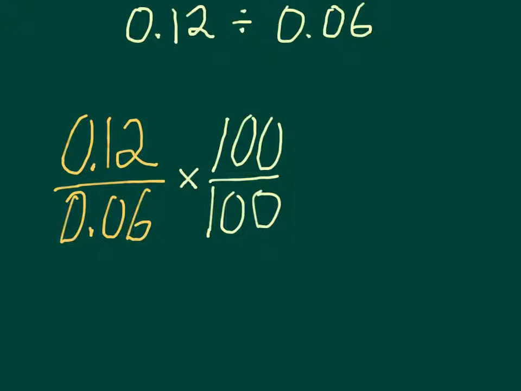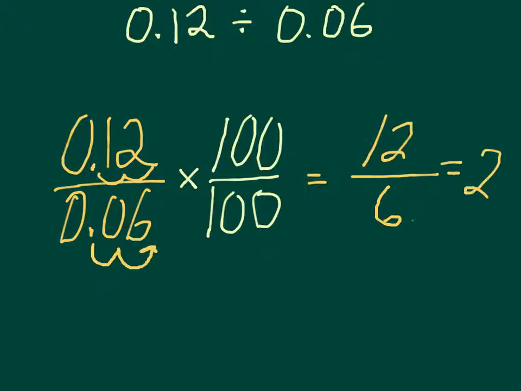And so again, 0.06 times 100 means I move the decimal 2 places. So that's going to be just 6. The decimal's now right there. And 0.12 times 100 is going to also move the decimal 2 places, which is 12. And hey, that's 2.